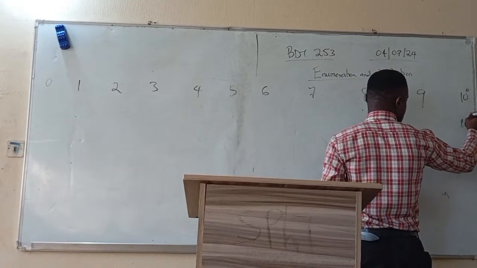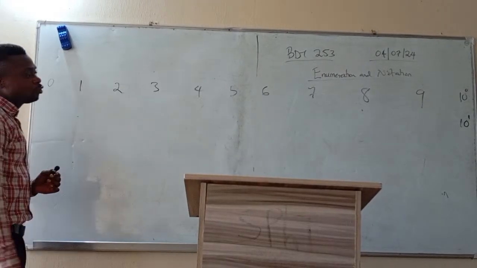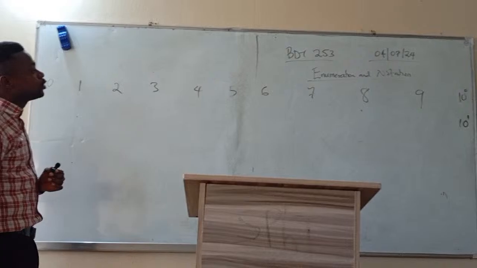Now, the next row should be what? 10 raised to the power what? 1. So how do we now build this row?